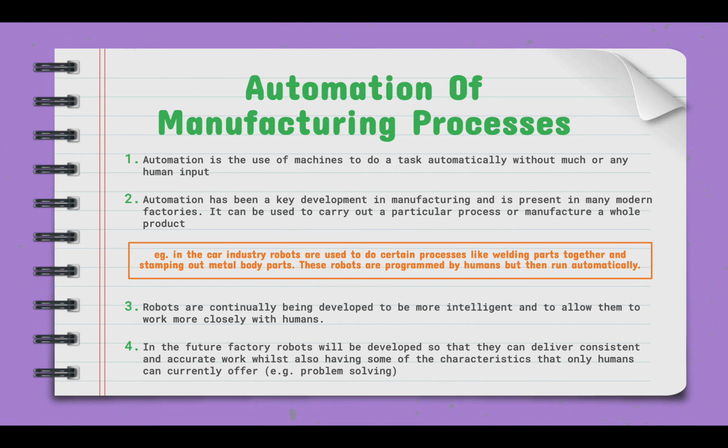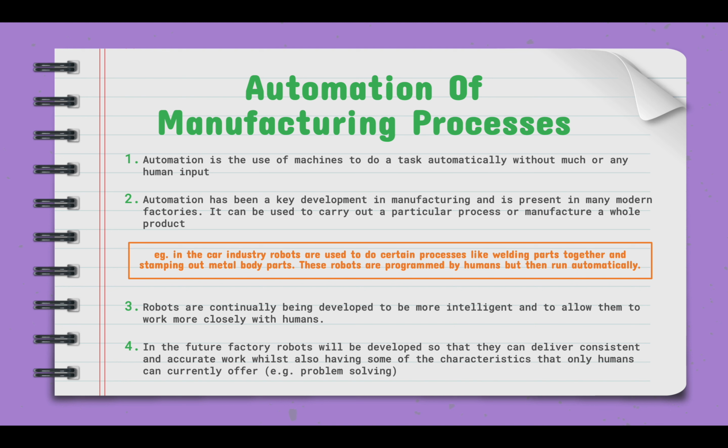So let's talk a little bit now about advances in technology and how they can improve manufacturing. So technology never stands still, and advances can help manufacturing processes to run more efficiently. And in recent years, this is enabled particularly by advances in information and communication technology. So firstly, we can delve into automation of manufacturing processes. So automation is the use of machines to do a task automatically.